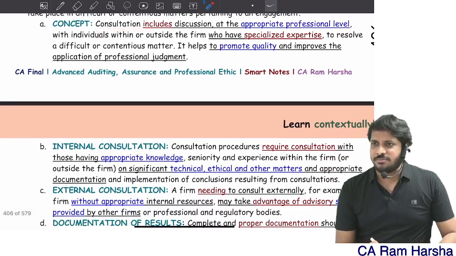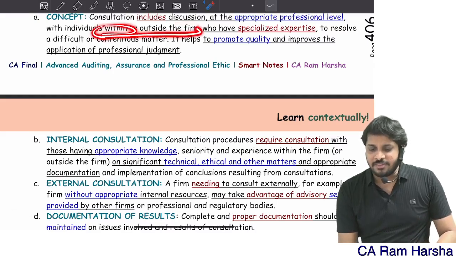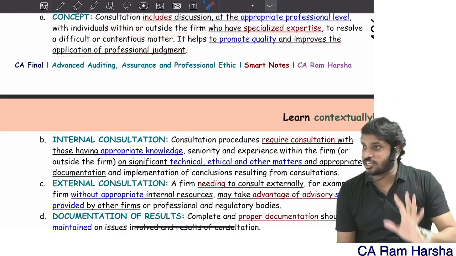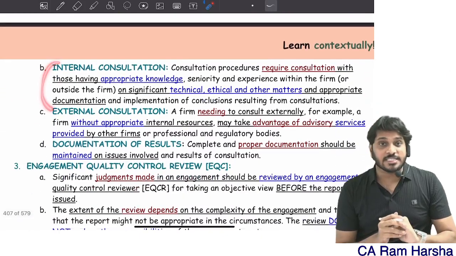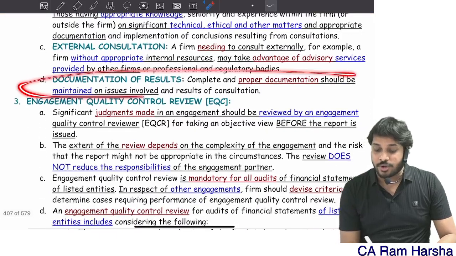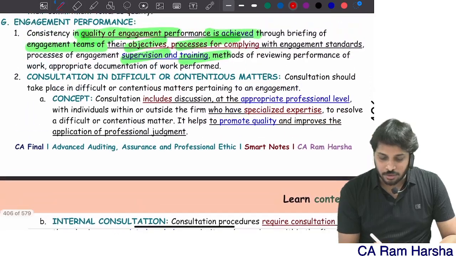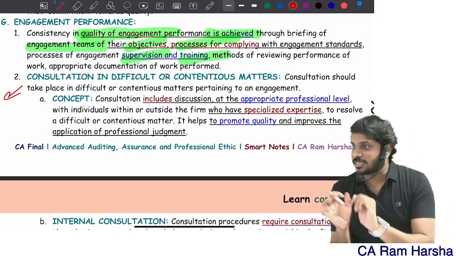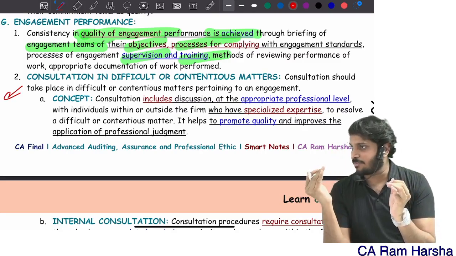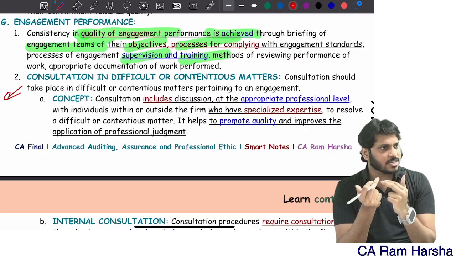What is consultation? Consultation is nothing but discussion with a person within the firm or outside the firm who has specialized knowledge, so that it improves the quality of judgment and decision making. Consultation can take place internally or externally. Whomever you consult, you should document the results of the consultation. In exam, they'll ask you to write about consultation and difficult and complex matters. Define consultation. You can consult people within or outside. The consultation will give you quality decision making. What does internal consultation mean? What does external consultation mean?